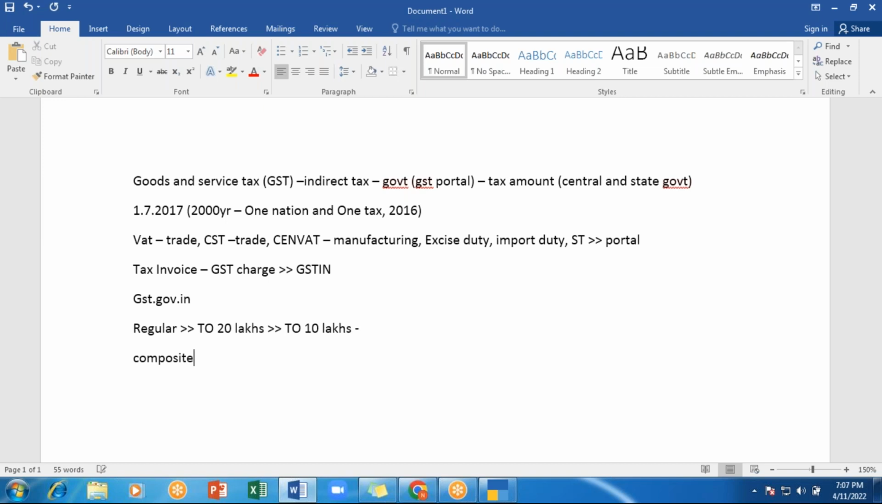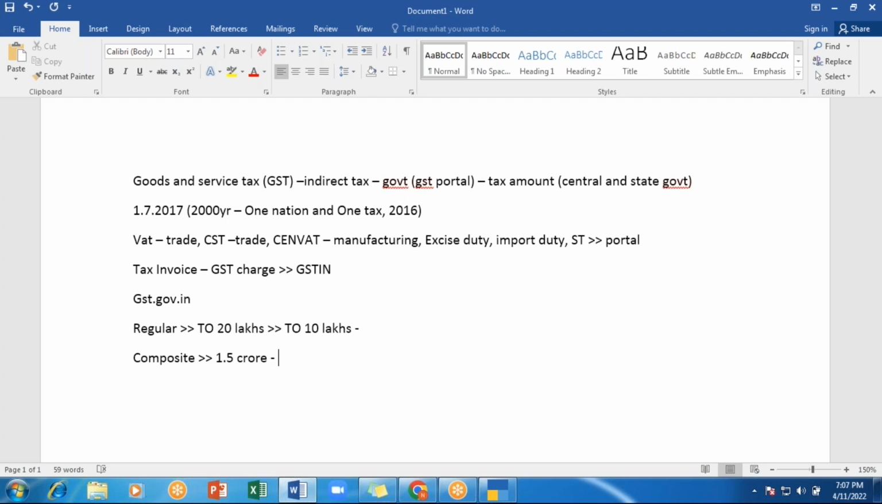Then what about this composite dealer? Composite dealer is any person who is earning 1.5 crore in any kind of business. Majorly this will be the kind of business where it is e-commerce business.